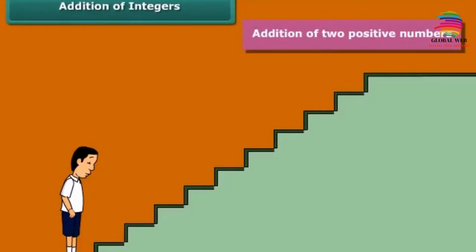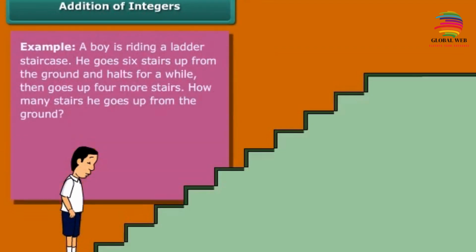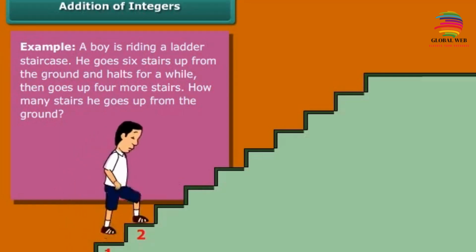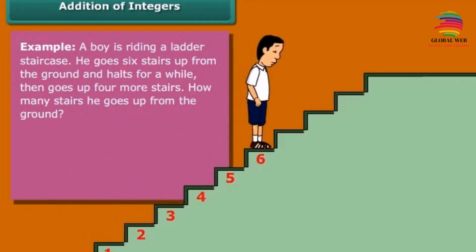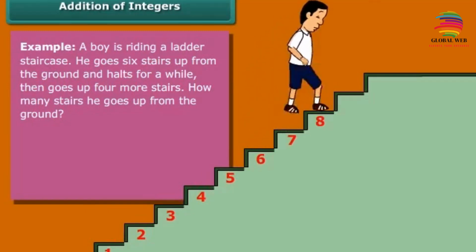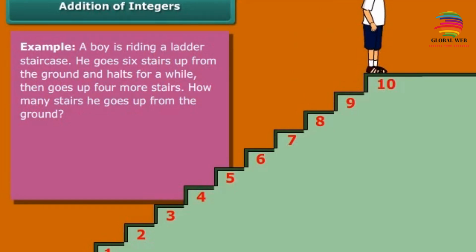Addition of two positive numbers. Example. A boy is climbing a ladder staircase. He goes 6 stairs up from the ground and halts for a while, then goes up 4 more stairs. How many stairs does he go up from the ground? +6 plus +4 is equal to 6 plus 4, which equals +10.